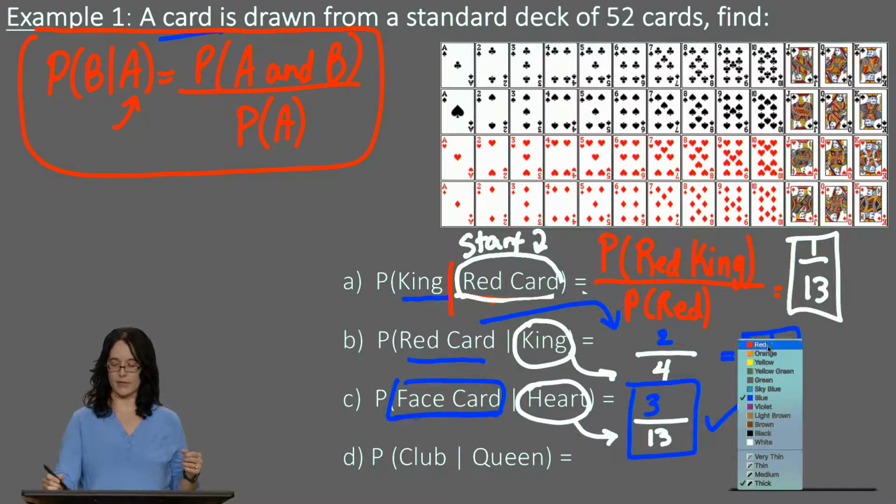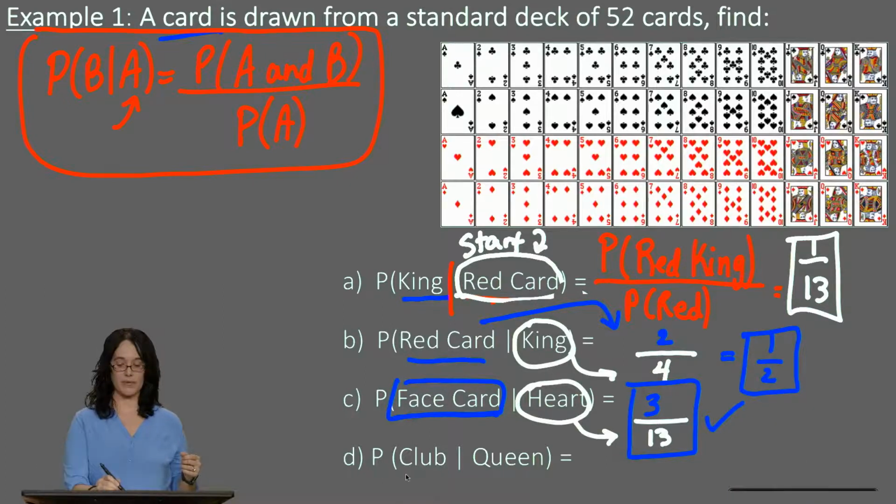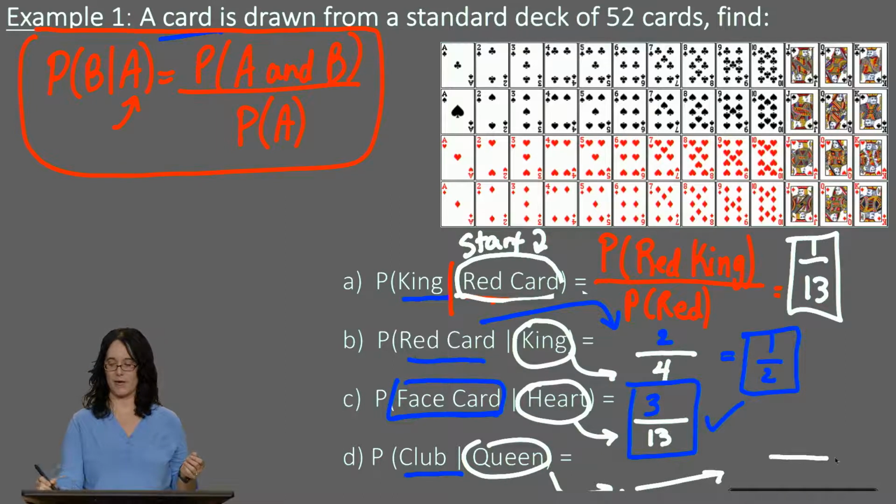Finally, try the last one on your own if you haven't already done so. Okay, it said find the probability that you choose a club given the fact that you know the card is a queen. So again, where did you begin? How many queens were there, right? Good job. So let me come up here. There were how many queens altogether? There are 4 queens, right?